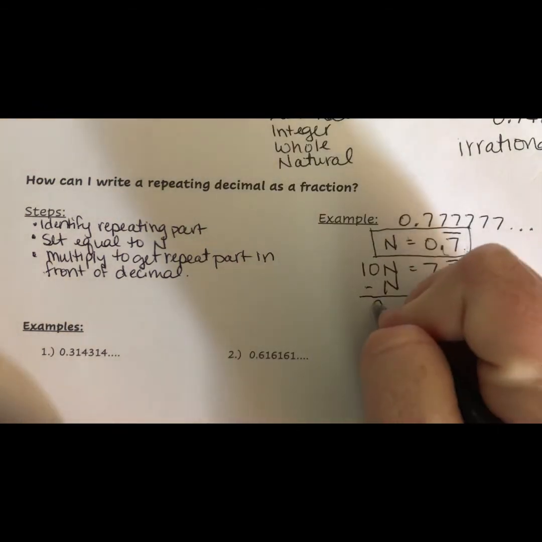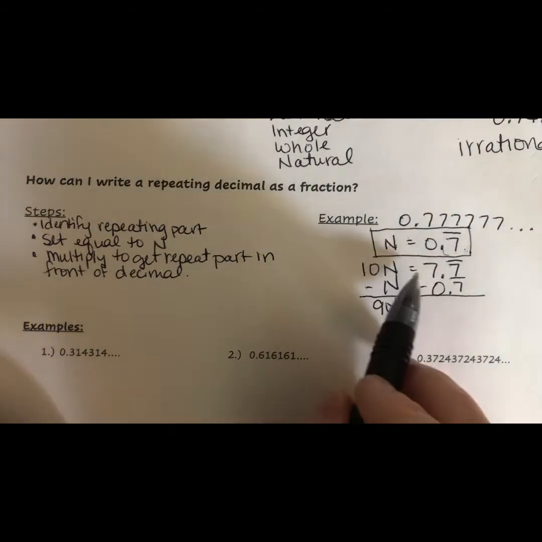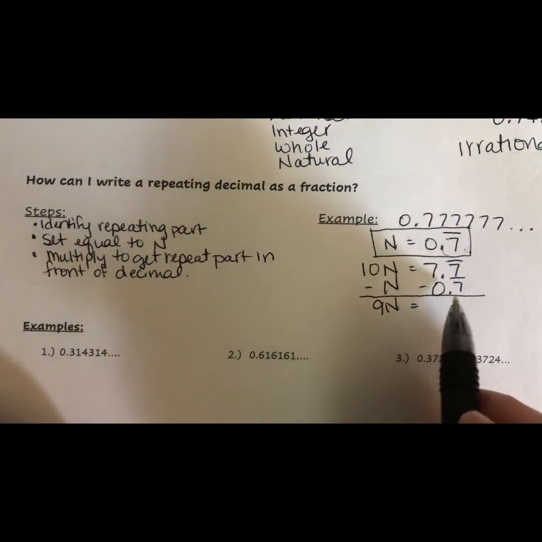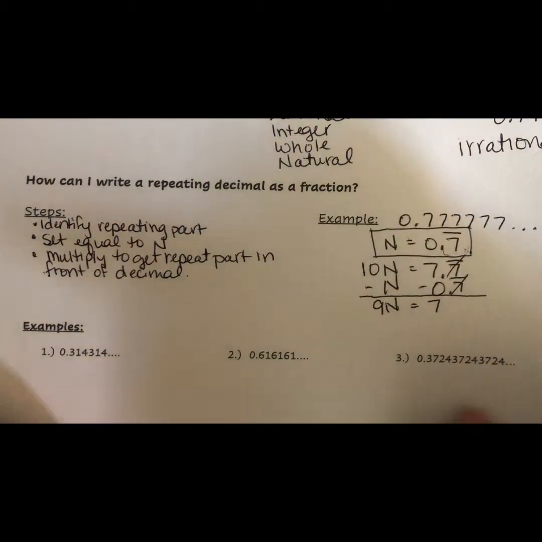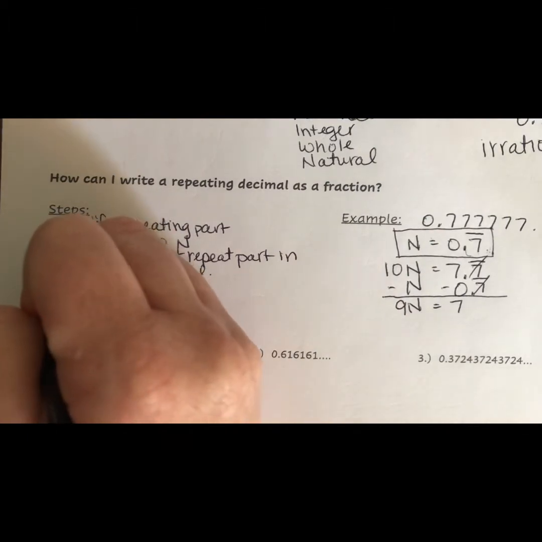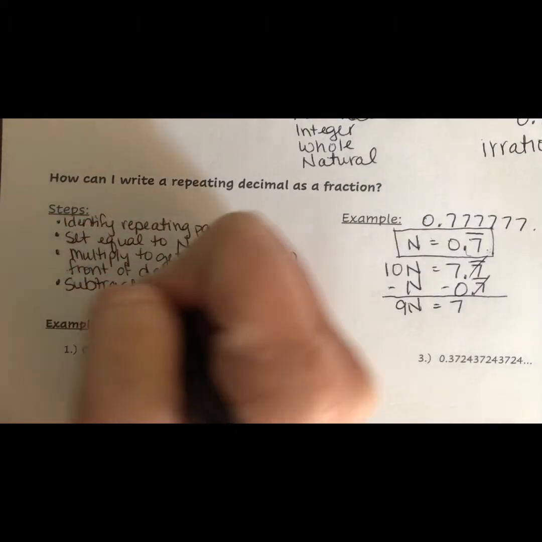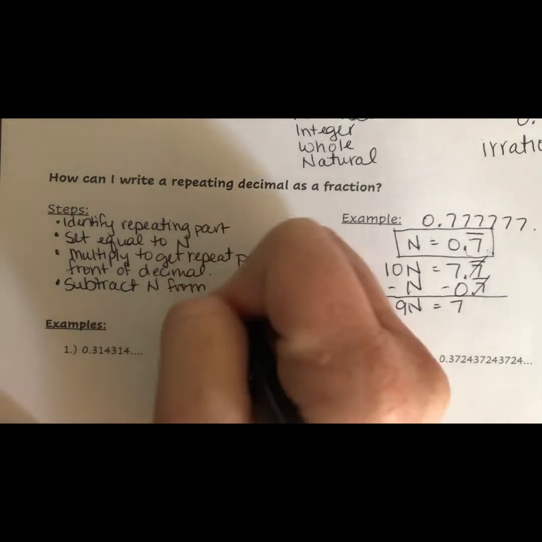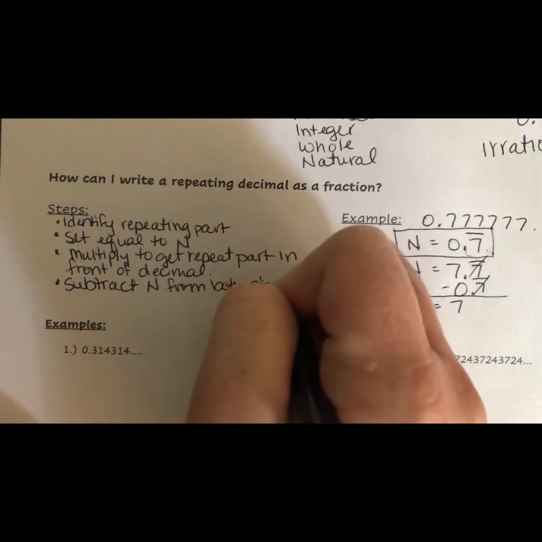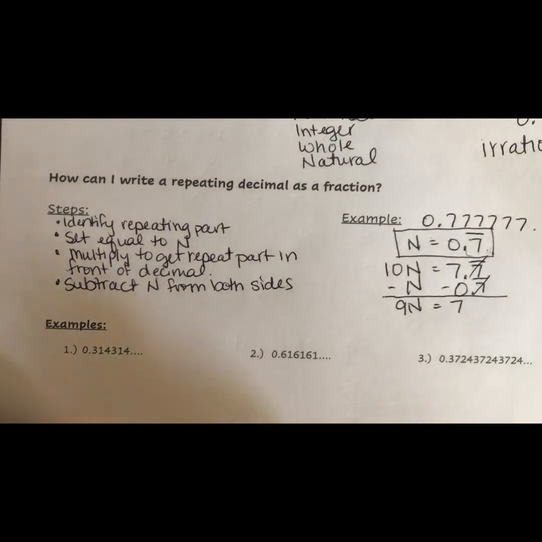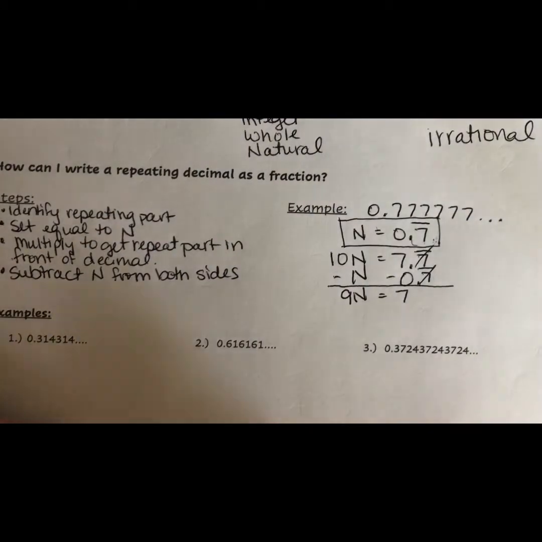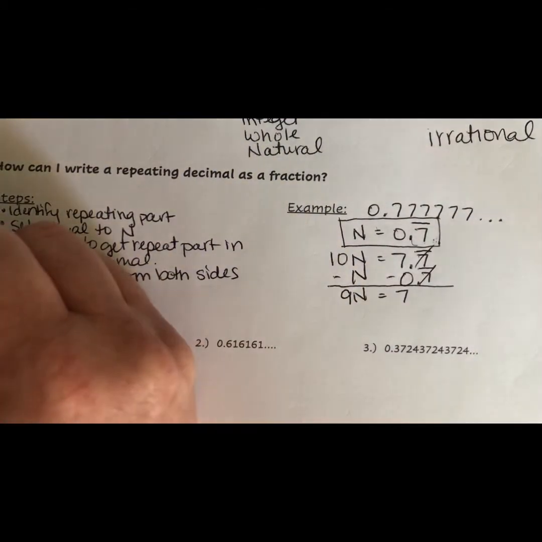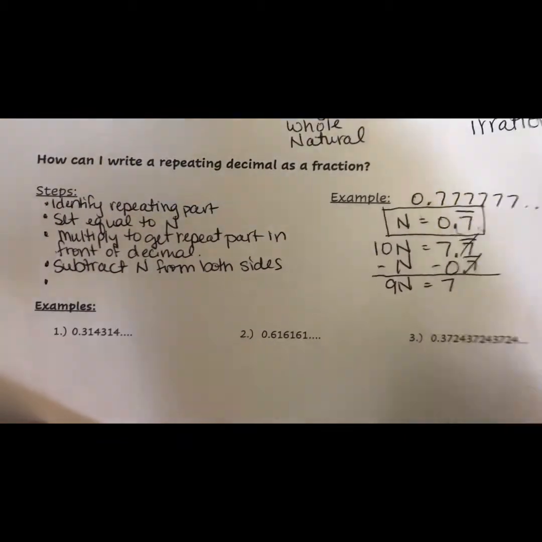So 10n minus n is 9n. And then 7 point blah, blah, blah, minus the whole blah, blah, blah. That part cancels. So I'm just left with 7. Cool, right? So when I write that step, I'm just going to write subtract n from both sides. And by both sides, I mean both sides of my equal sign. So I'm subtracting n. That gets rid of my repeating decimal part. And now I want to isolate n. So I'm going to put over here in the steps, solve for n.